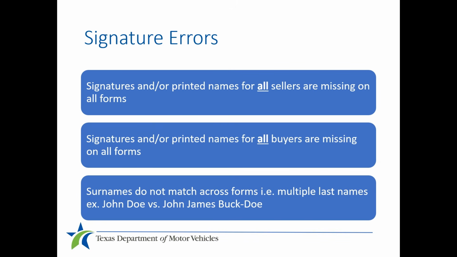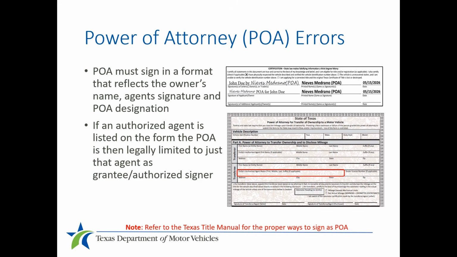Let's continue discussing power of attorney forms. When signing as a power of attorney or POA, the person acting as POA must sign their own name, not the name of the person they are representing. They must also clearly indicate that they are signing as POA. The example shown on the top right demonstrates two of the correct ways to sign as a power of attorney. For a list of correct ways to sign as a POA, refer to the Texas Title Manual.